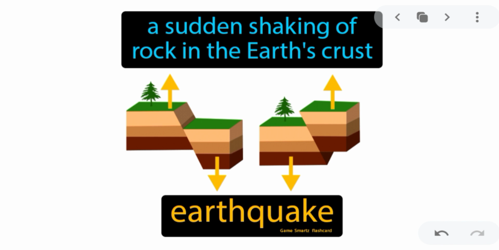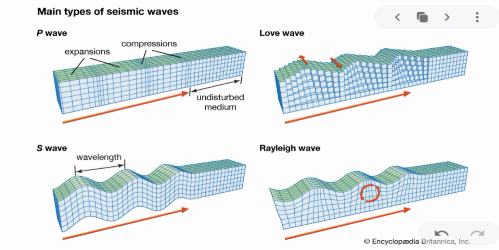Now, let us talk about the other endogenic processes, which is under a type of sudden. These are the earthquakes. We can define this as the sudden shaking of the rock in the Earth's crust. So, on this type, we are familiar with the earthquakes. This is very destructive. And then, there are different types of seismic waves that govern the earthquakes. We have here first the body waves and the surface waves. Under body waves, we have P waves or primary waves, and then S waves or secondary waves. And on types of the surface waves, we have here the Love waves and the Rayleigh waves.